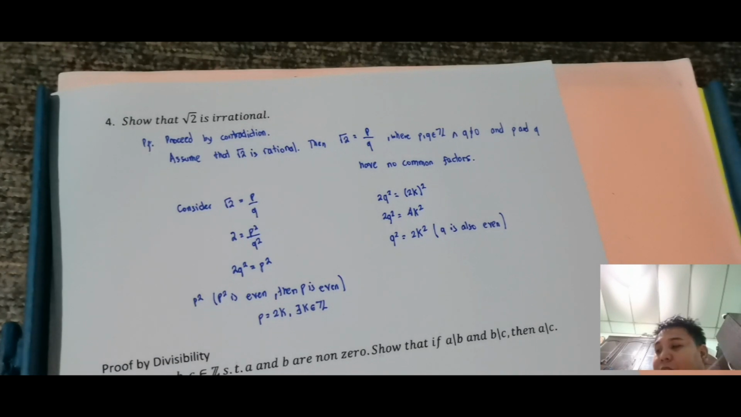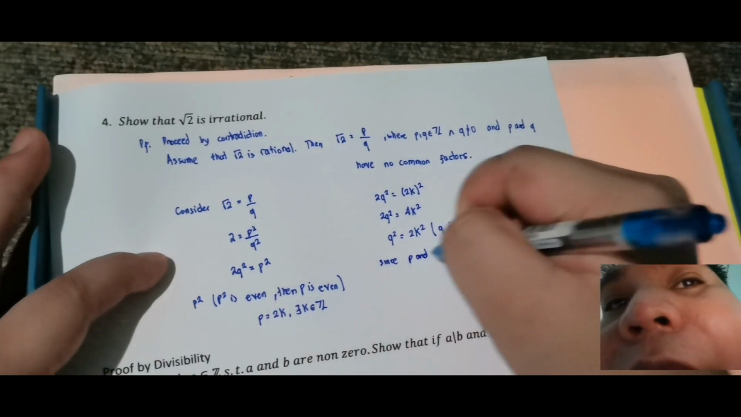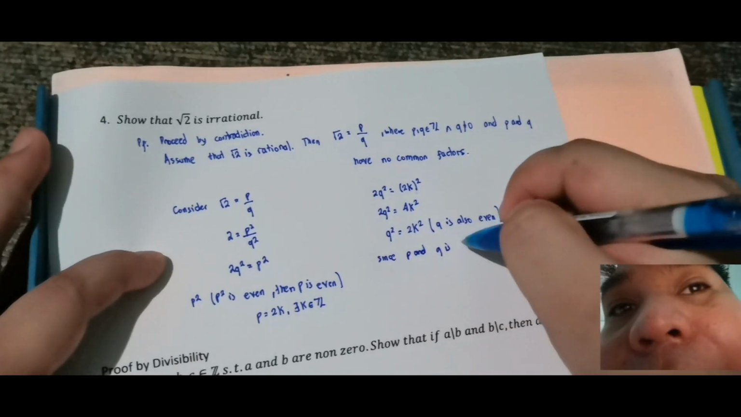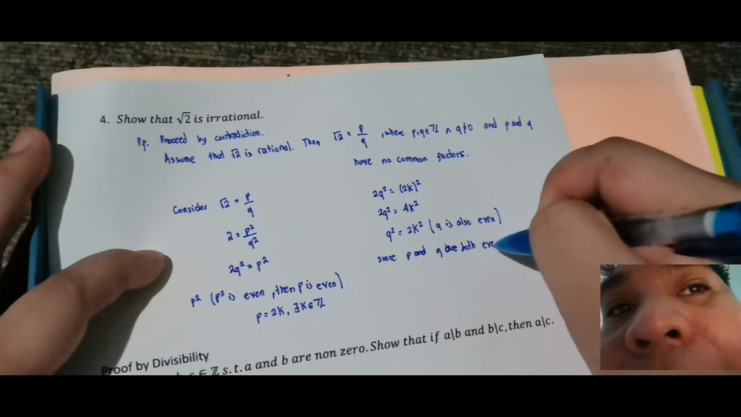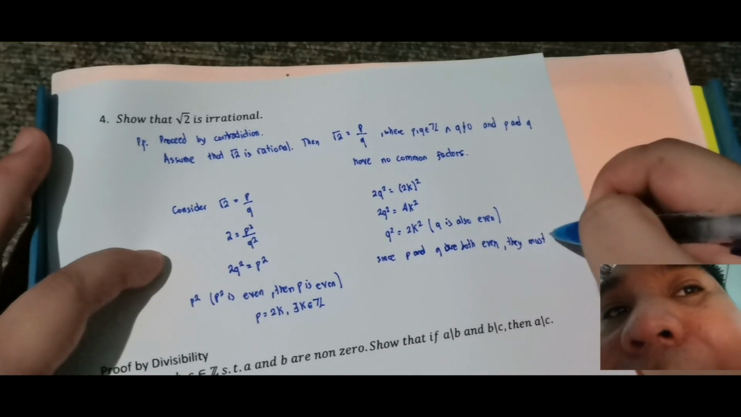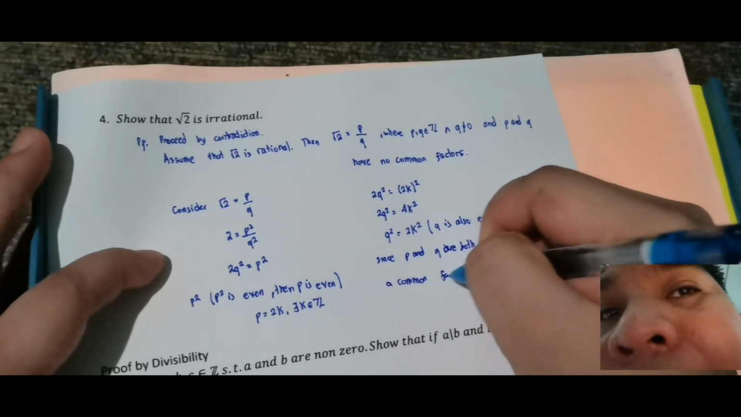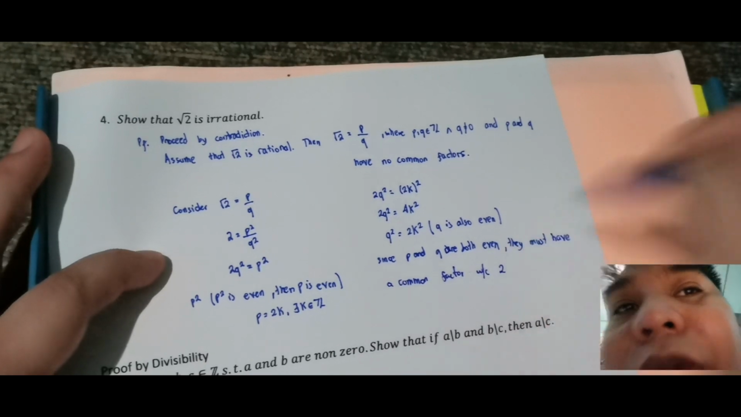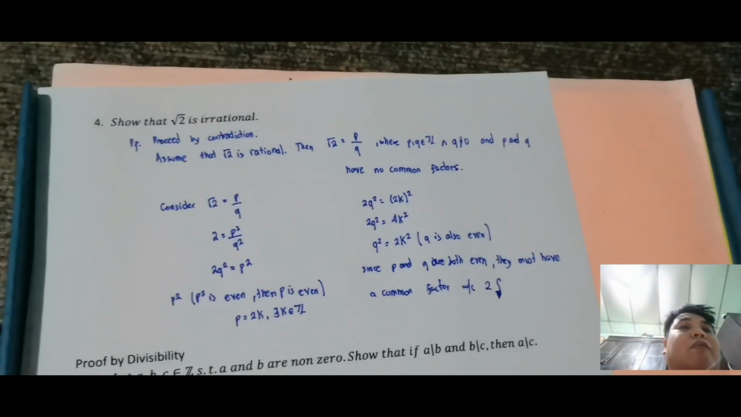Pansinin nyo ha. Si P and Q, tignan nyo mabuti. Since P and Q are both even, so they must have a common factor, which is 2. Okay, so ngayon, lalagyan ko ito ng parang ganitong term. So, this implies na parang siyang contradiction. So, tingnan nyo ha, bakit? Diyan kasi ako nakita ng contradiction.